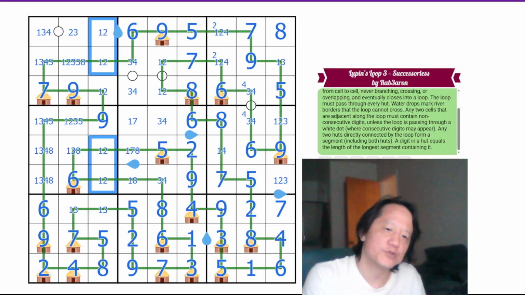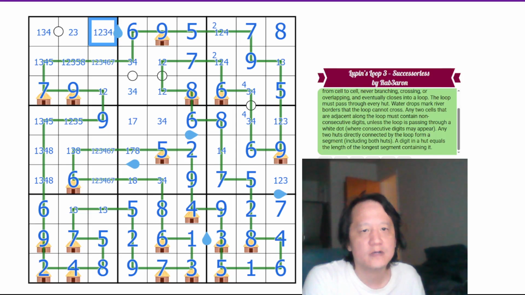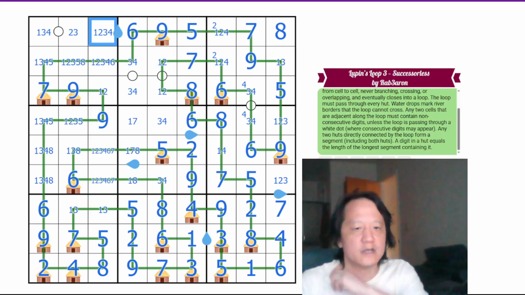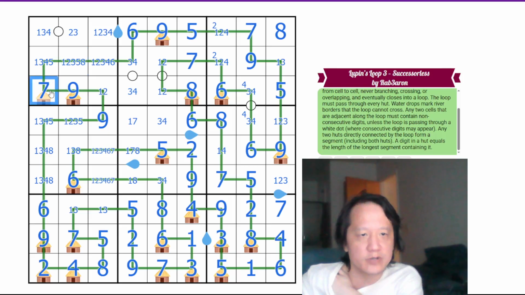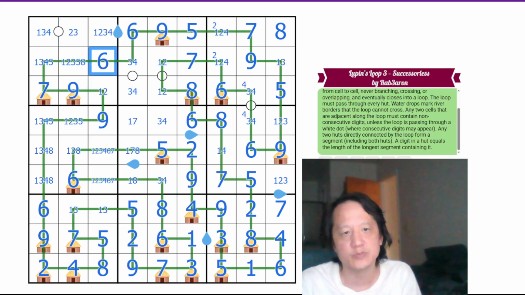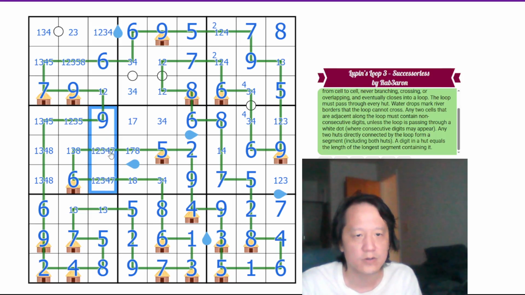We have 1, 2, 3, 4, 6, and 7. What is eliminated from here? 6 and 7 for the rest of row 1. No 7 here because of 7 in the box. Where is 6 in box 1? Can't be here because of 6 in the rows. Can't be here because of 6 in the columns. So 6 has to be there. That eliminates 6 in the rest of the column here. Well, we already knew that anyways. This 7 eliminates 7 here.